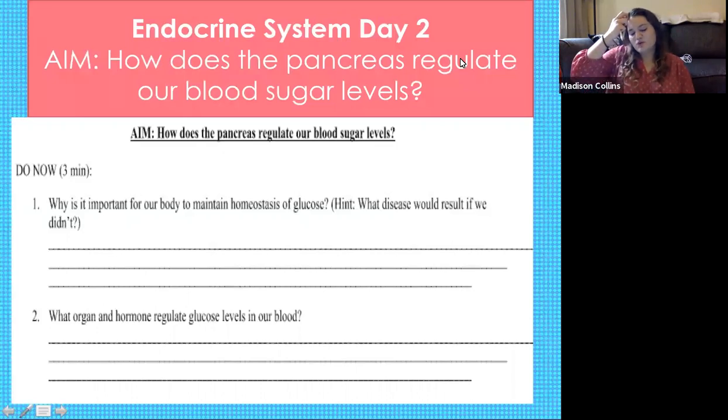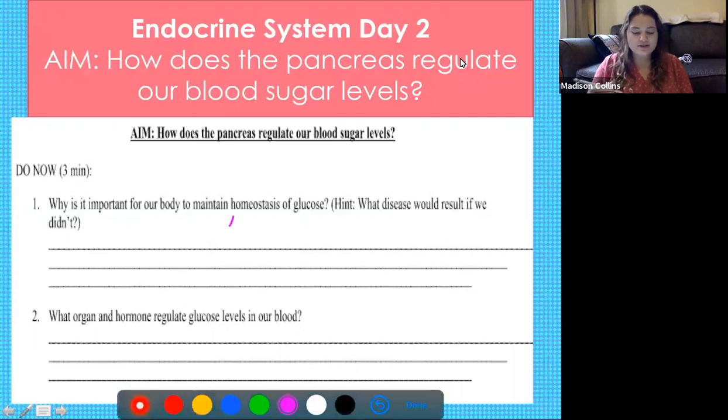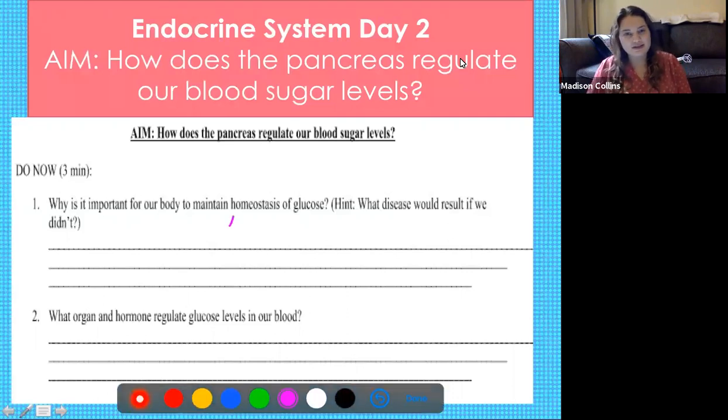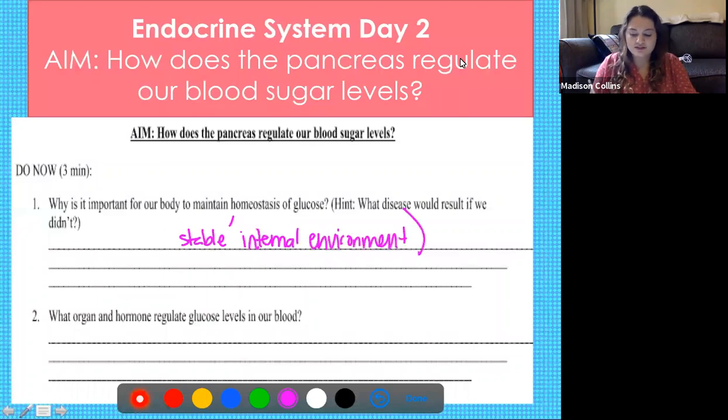All right, number 1, why is it important for our body to maintain homeostasis of glucose, and what disease would result if we didn't? Well, for the first part, it's always important that our body maintains homeostasis because our body functions best at a stable internal environment. Okay, but what disease would result if we didn't? That disease is called diabetes. And we're going to be talking about diabetes today, what it is, how it functions, and how it hurts you.